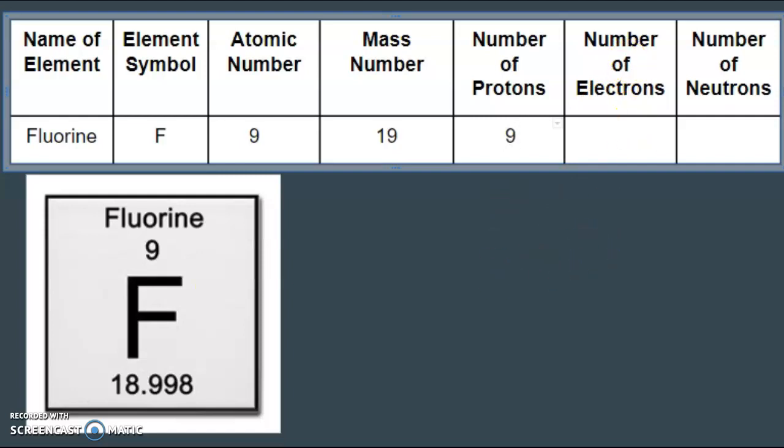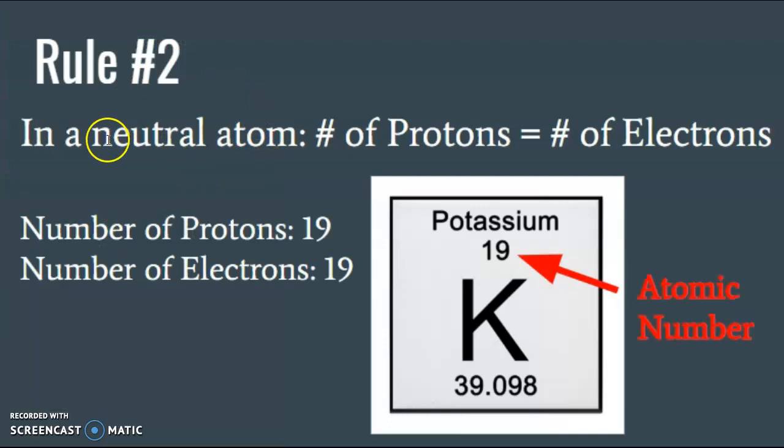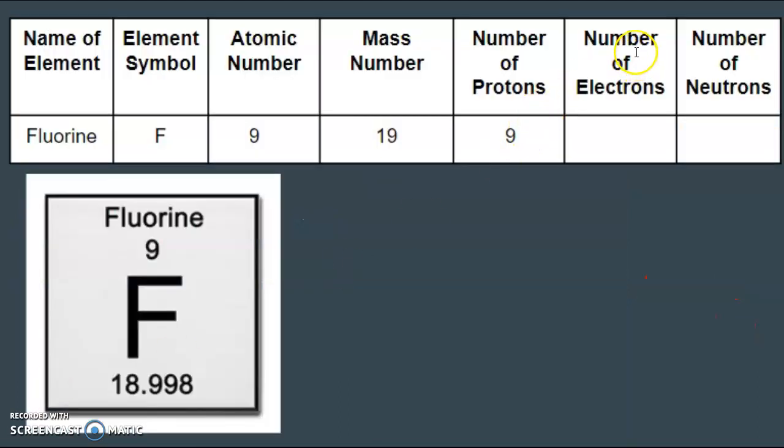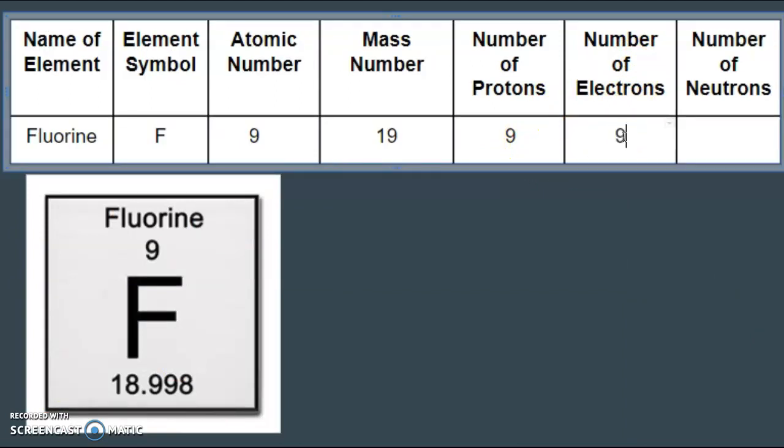Next one here, our number of electrons. Let's go back to our second rule. In a neutral atom, our number of protons is equal to our number of electrons. So let's go back to the example. We had 9 protons, so we need to have 9 electrons.